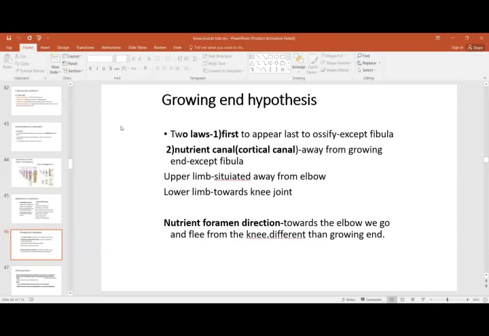Then there is the growing end hypothesis. I told you that the end which has the ossification center first to appear is last to ossify, except the fibula, which is an exception. So this is the end which has the first center to appear. That means the growth starts first and it closes later on. That is why the growth is going to continue at that end, and that is what we call the growing end. For the nutrient foramina, that is said to be reversed. It grows in the upper direction.